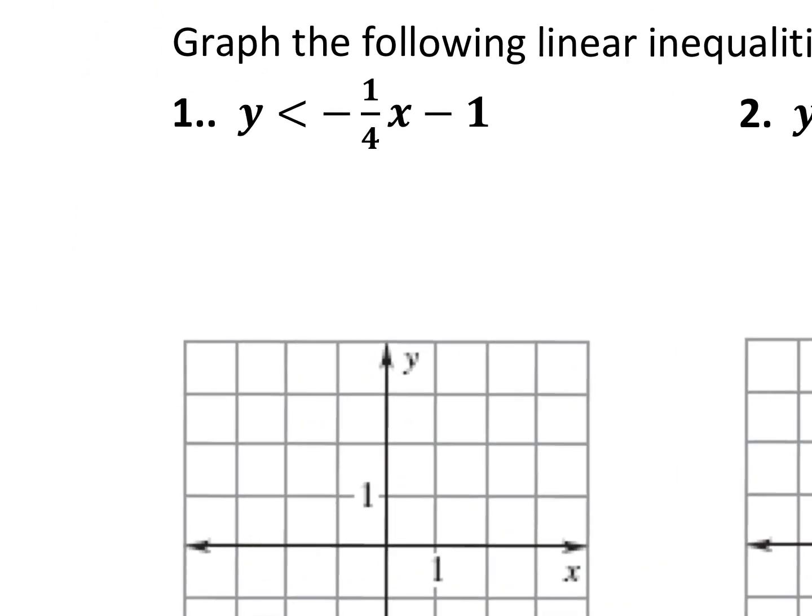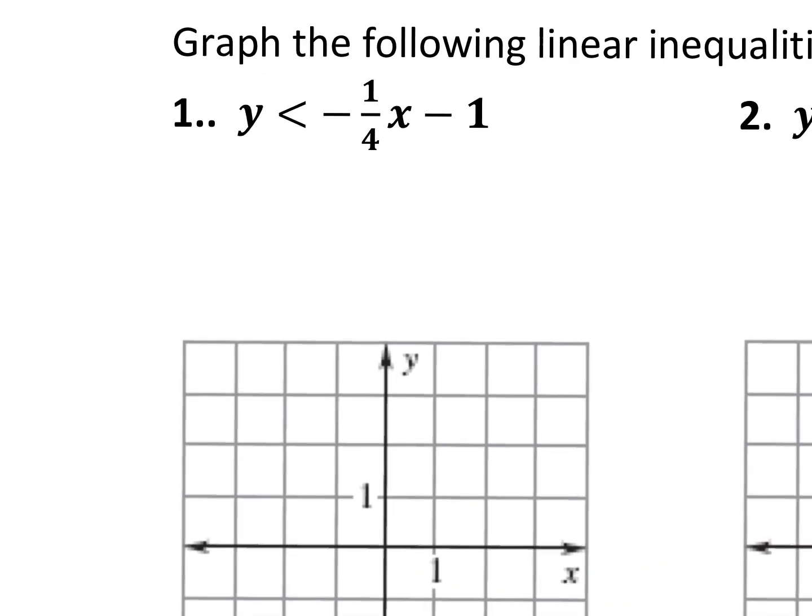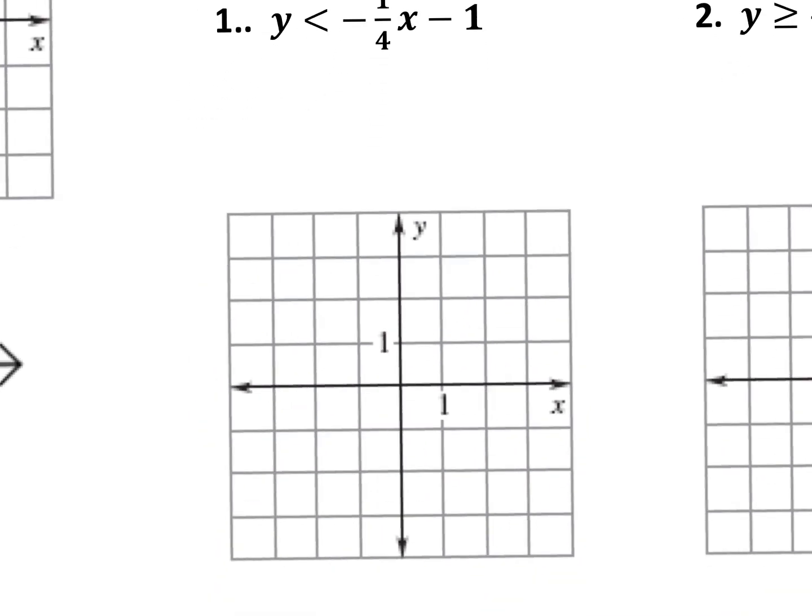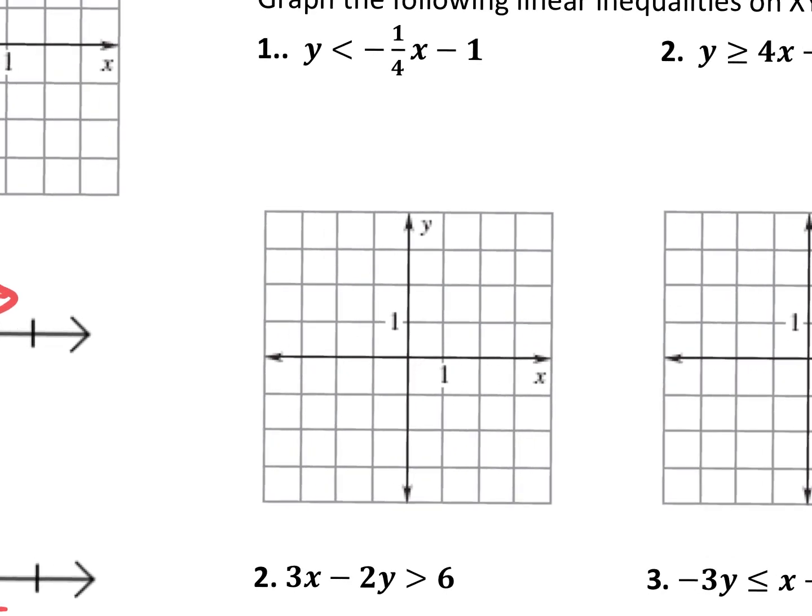So as we read step 1 and step 2, let's actually go to this first question down here, or this first inequality. Step 1, rewrite it in slope-intercept form. Is it already in slope-intercept form? Yeah, y equals mx plus b. Okay, step 2, graph it, but determine if it's a solid line or a dotted line.